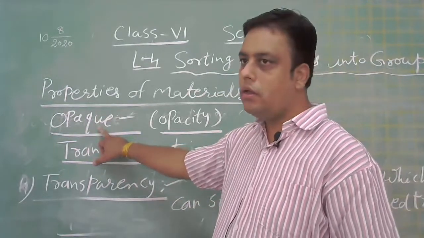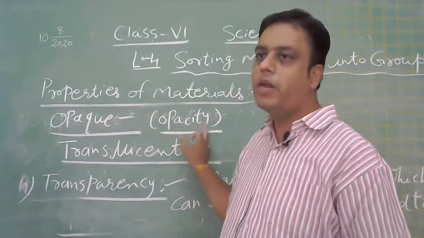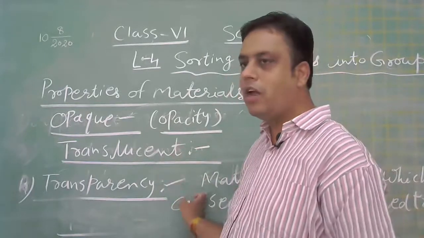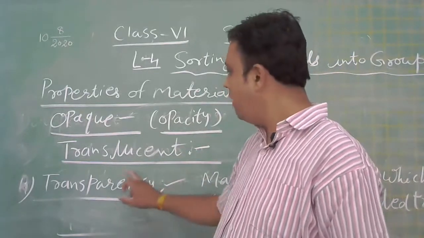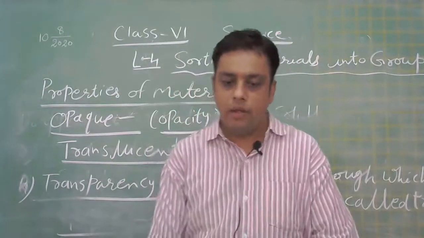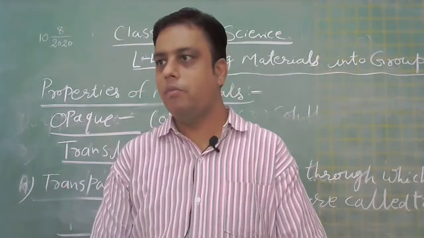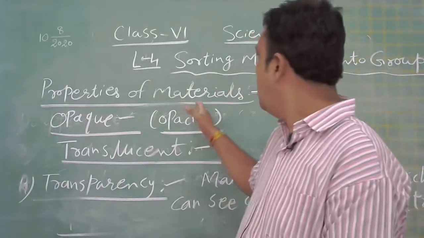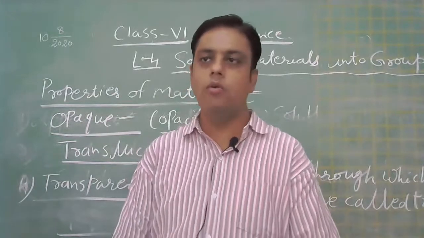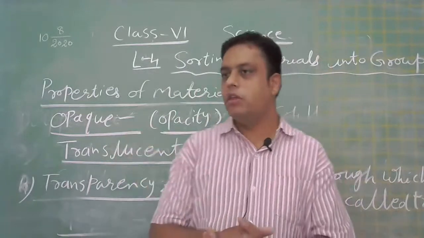For opaque material, the quality or property of the material is called opacity. Like that, transparent we use for material: this material is transparent, and the quality of that material is called transparency, and like that, translucent. So today we have discussed two things: the property of float or sink, as well as transparency, opaque or translucent. These are the properties of materials that we have discussed. We have discussed five or six properties.